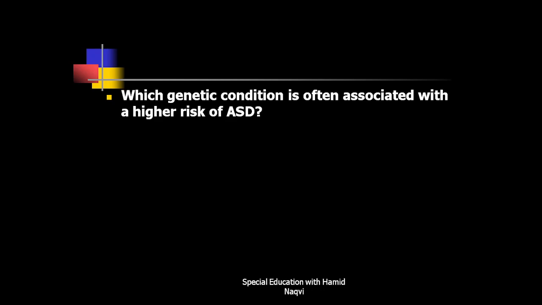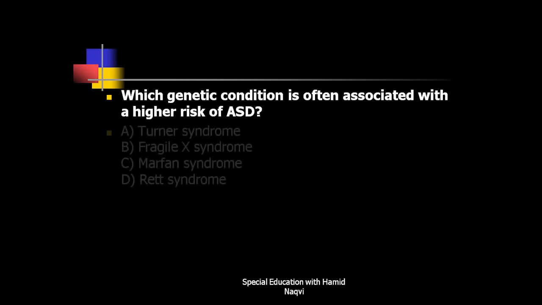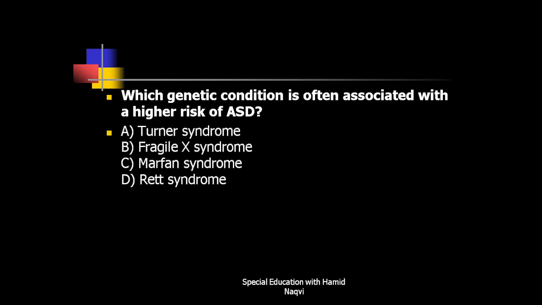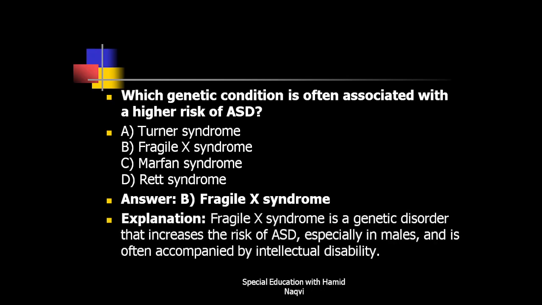Next MCQ is which genetic condition is often associated with a higher risk of ASD? Turner syndrome, Fragile X syndrome, Marfan syndrome, or Rett syndrome? The answer is B, that is Fragile X syndrome. Fragile X syndrome is a genetic disorder that increases the risk of ASD, especially in males, and is often accompanied by intellectual disability.